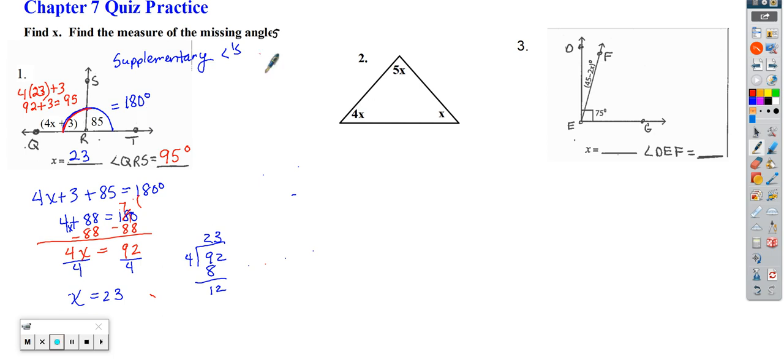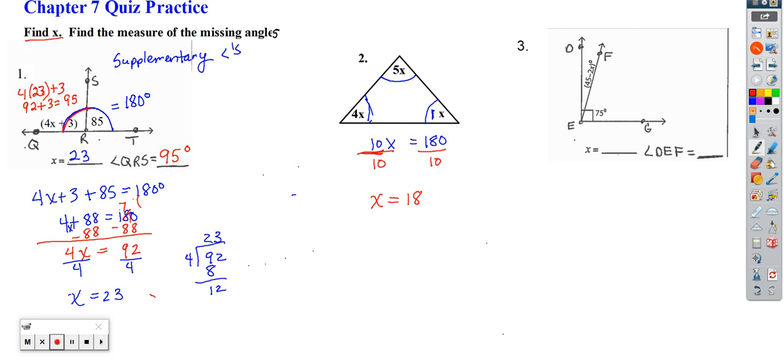Okay, let's look at number 2. I've got a triangle. I know the angles in a triangle always add to 180 degrees. So 4x plus 5x plus 1x is going to equal 180. I'm going to go ahead and combine my like terms. That is 10x is equal to 180 degrees. Divide both sides by 10. And that tells me that x is equal to 18.